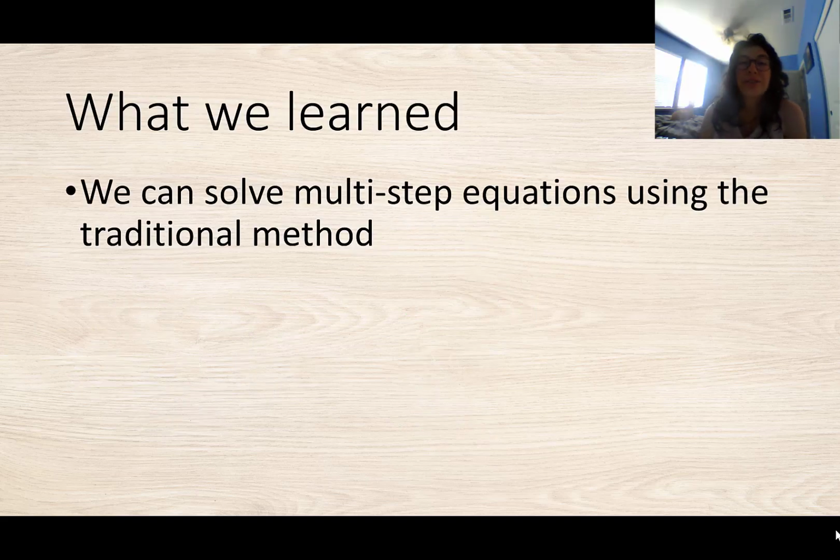All right, again, those are just a couple of the possible examples that you will see, but for this lesson, we learned how to solve multi-step equations using the traditional method.